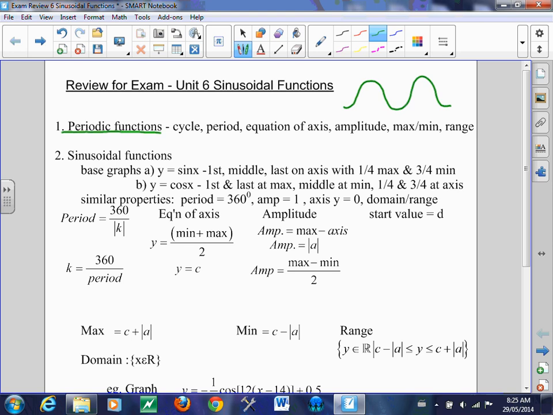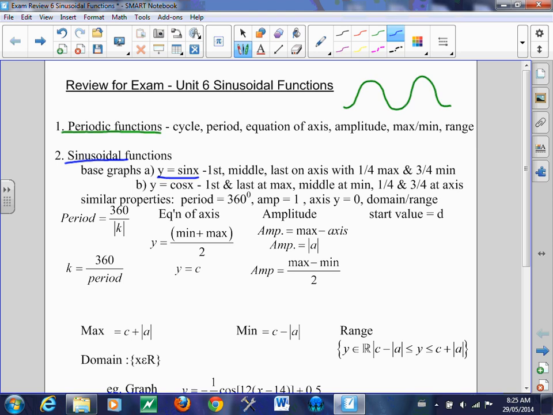function. A periodic function has a cycle, a period, an equation of axis, an amplitude, a min-max, and a range. You should be able to tell me that based on a graph, based on an equation, or a situation. Then we focused on what's called sinusoidal functions. Sinusoidal functions can be related to one of the two base graphs.